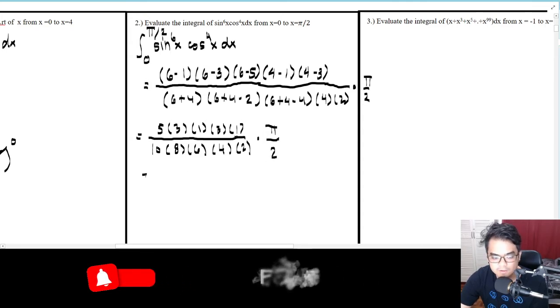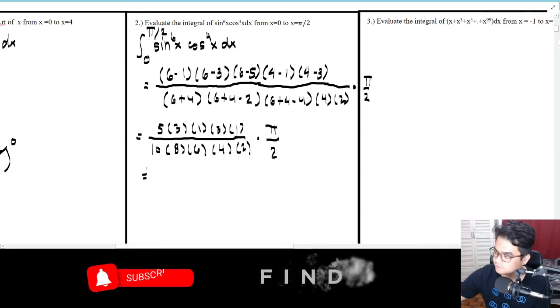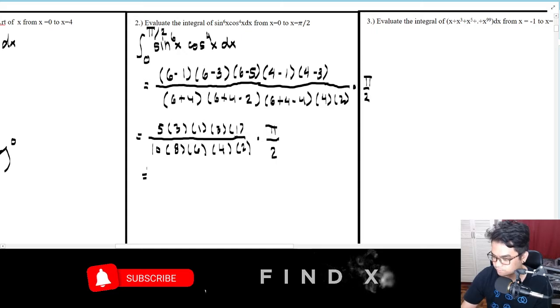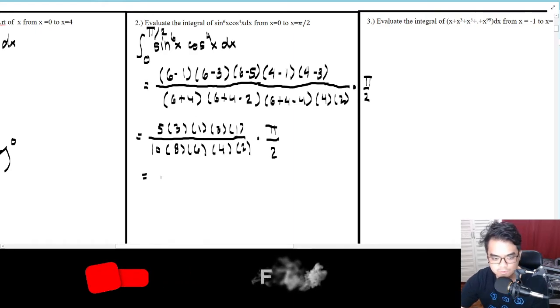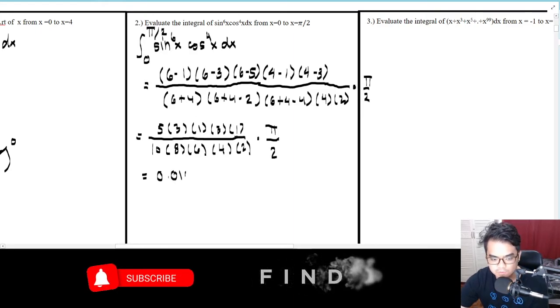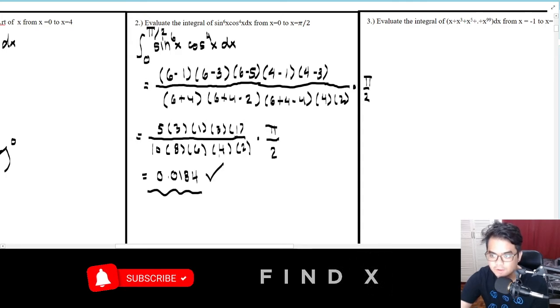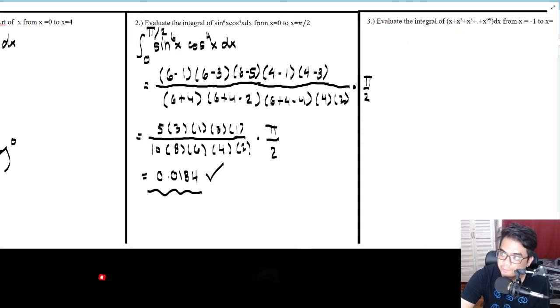That's it. And then the answer for this one is 0.0184. You can also try it on your calculator to double check my answer. Okay, so let's go to the next number.